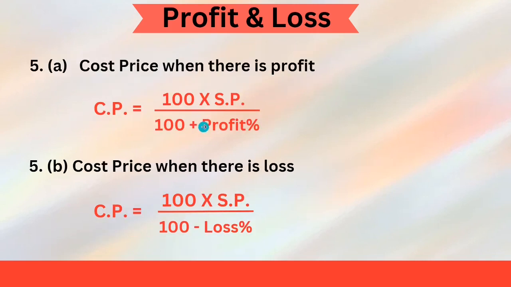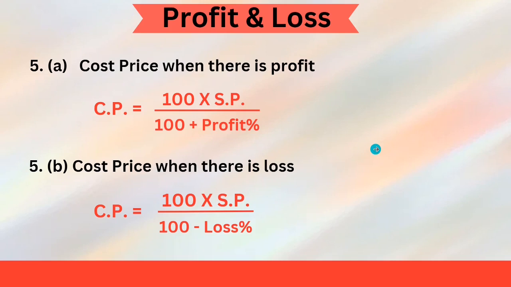We go to next formula. Cost price when there is profit. Cost price or CP equal to 100 multiplied by SP or selling price divided by 100 plus profit percent. And next formula is cost price when there is loss. Cost price equal to 100 multiplied by selling price or SP divided by 100 minus loss percent.